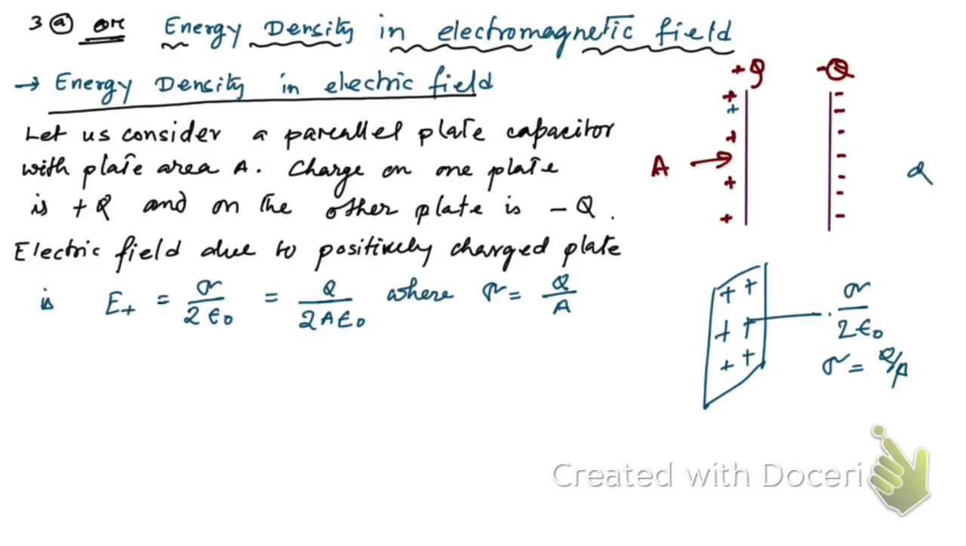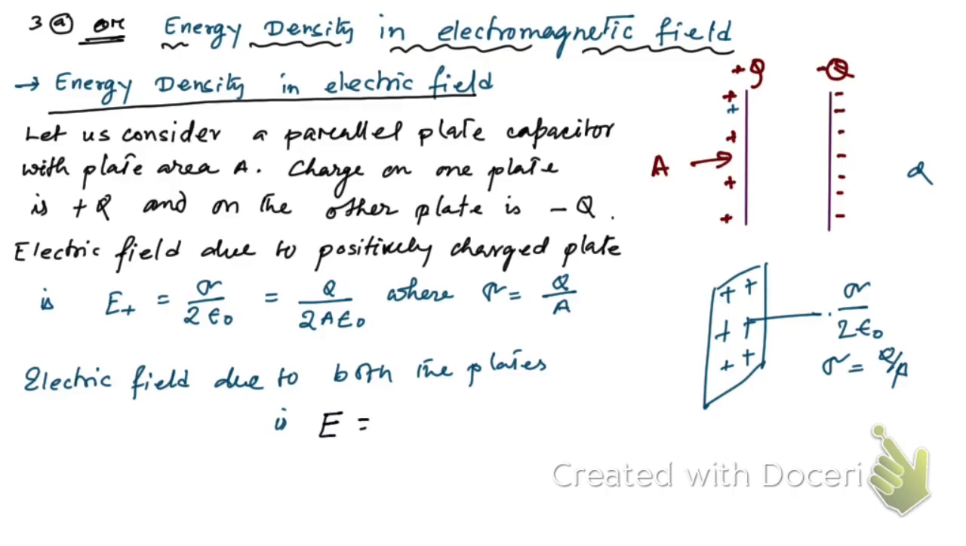So the electric field due to both plates will be 2 times of this. E is equal to, if you take 2 times this, then you're going to get q by A epsilon naught. So now you see, let me take this as equation number 1.